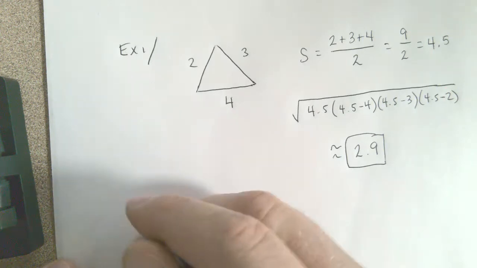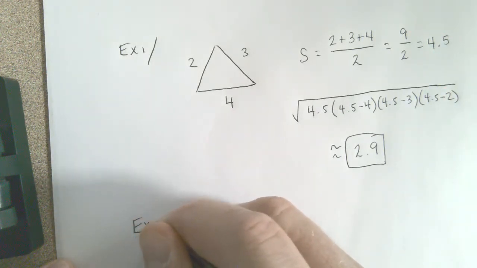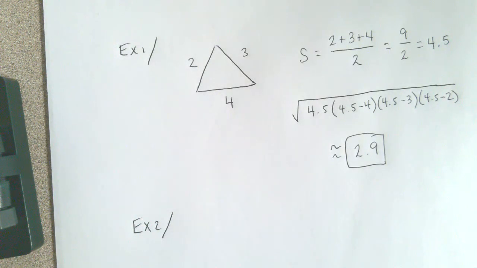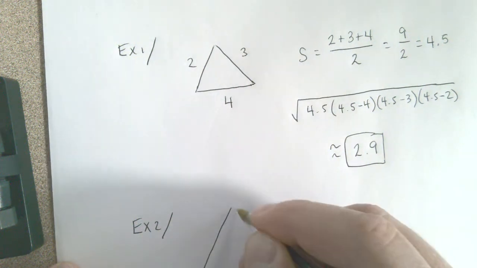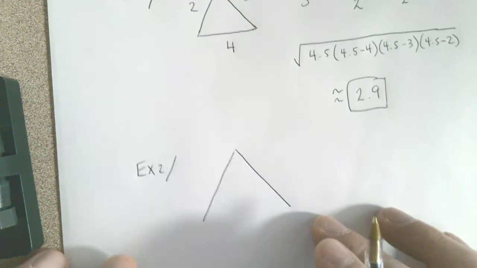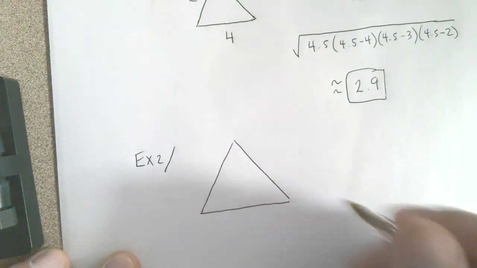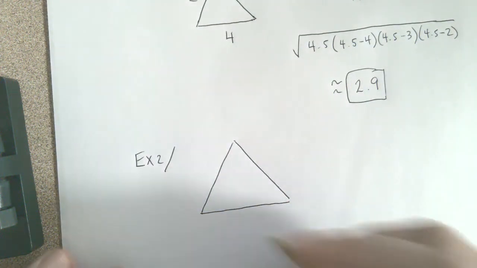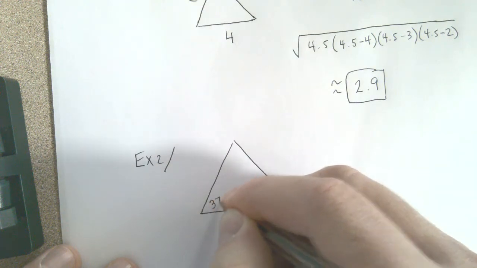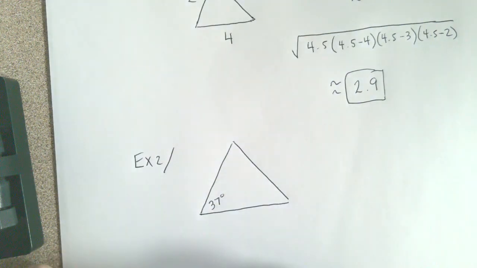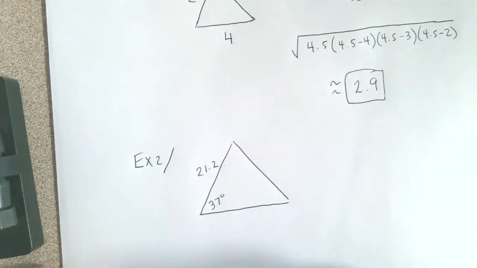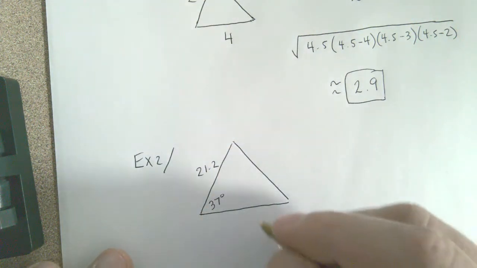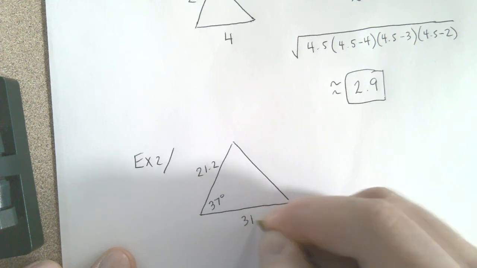In this example, we're going to look at one that's in side angle side format. So we've got a triangle. The angle given is 37 degrees, with sides 21.2 and 31.6.